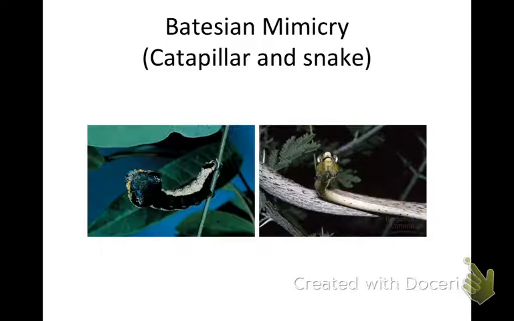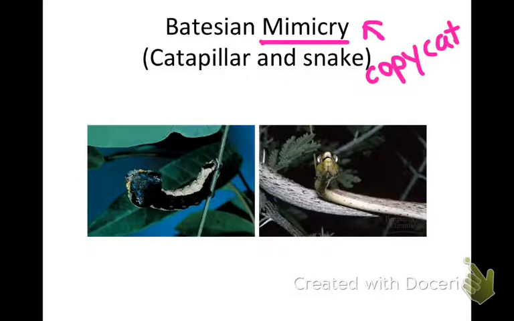But let's say that you don't have warning colors, and you can't really blend in super well. Let's say that you want to just mimic another animal. You want to look like an animal that is dangerous. So, mimicry. I like to call this being a copycat.